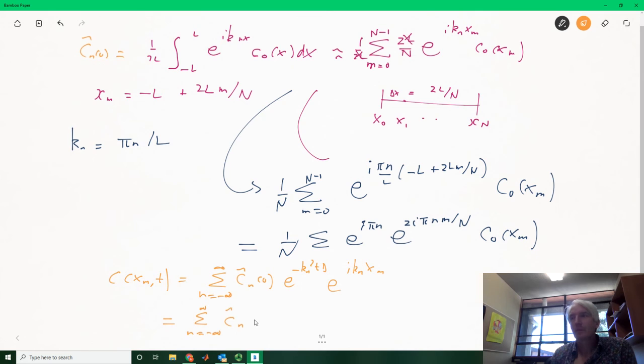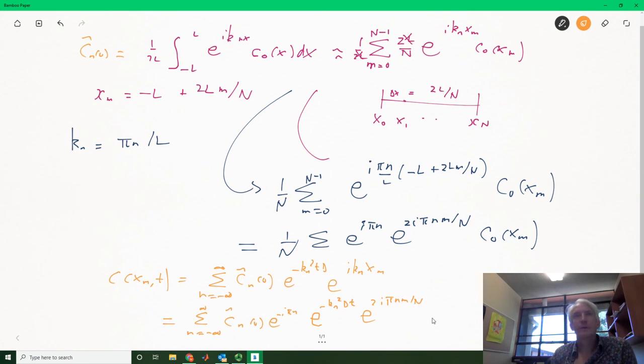Okay, so therefore we've got this expression for the c n hat solution, and we end up with an e to the minus i pi n, to cancel this plus 1, times e to the minus k n squared t, e to the i k x dt. So that's the solution to the heat equation. Now we've got to try and solve this.